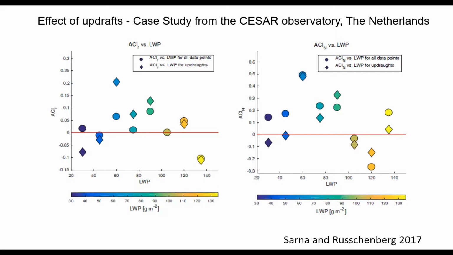So here what they have shown is, when they categorized the cases where there is only updraft below the cloud base, they found a strong negative correlation between the cloud properties and aerosol properties, and a strong positive correlation between the aerosol properties and cloud number concentration. So for the cases of updraft categories shown in the diamond symbol, the aerosol cloud interaction index is higher than the water circles, which is for all the cases. And then next slide.